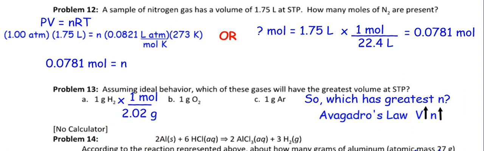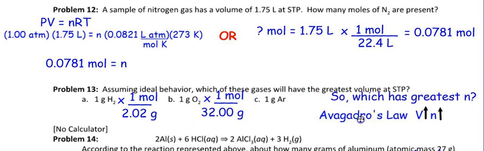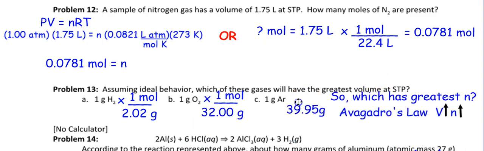Now watch. I'm not even going to use a calculator. I'm going to use my head. I'm probably going to need to do this. There we go. So which one is going to give me the greatest number of moles? The one I divide by a small number or the one I divide by a big number? Which one's going to give me the biggest number of moles? Well, I hope you see it is letter A.